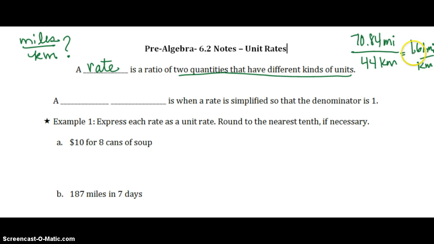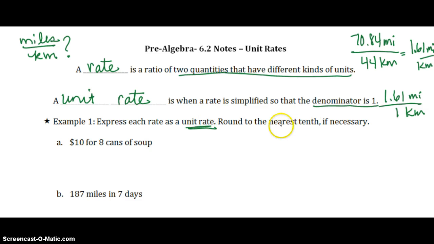For every 1 kilometer, you travel 1.61 miles. Okay? A unit rate is what we have just figured out, when you get the rate simplified so that the denominator is 1. So a rate compares the two units. So we have a rate here, 70.84 miles to 44 kilometers. But to get a unit rate, the unit rate is 1.61 miles per 1 kilometer. So that made a unit rate. And what we're going to be dealing with here are unit rates.